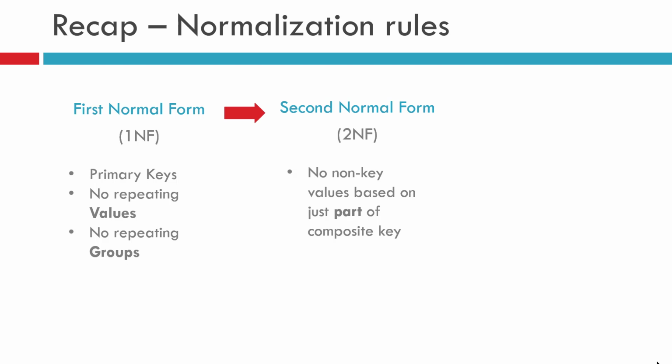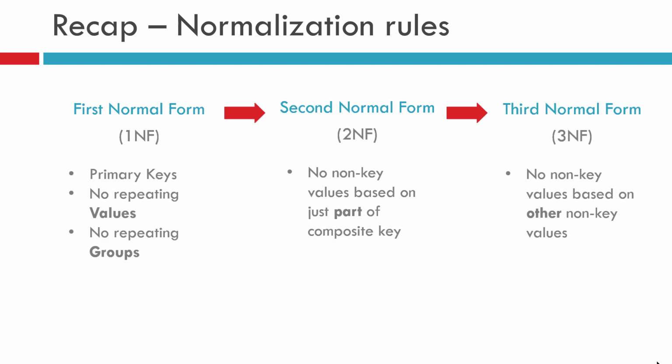Finally, once you are satisfied with the requirements of the first and second normal forms, then you can move on to the third normal form. This form simply states that values in non-key fields should not be dependent on each other. If there are any such values, then you should move those values into a separate table.